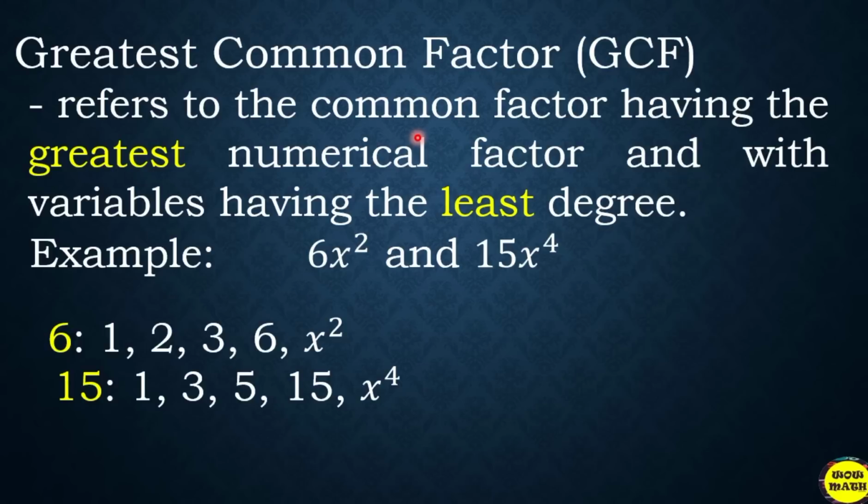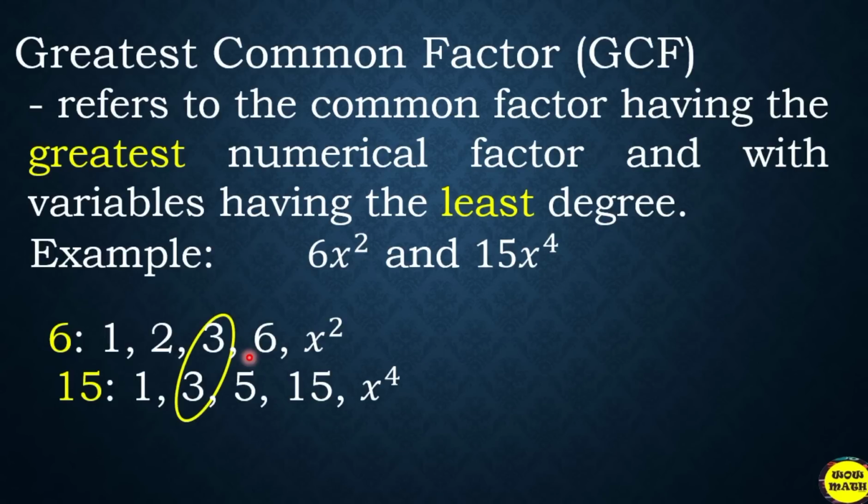Okay. So, after listing the factors, ano ang gagawin natin? Kukunin natin yung greatest numerical factor. So, ano yung common sa kanilang dalawa? So, ano yung factor ni 6 na meron sa 15? Pero take note, dapat ang kukunin natin ay yung greatest. So, pareho silang may 1. Pareho silang may 3. So, ang kukunin natin ay yung greatest, which is 3.